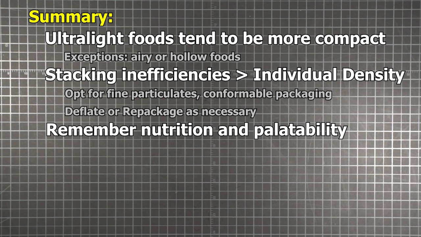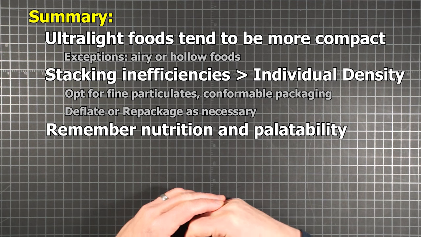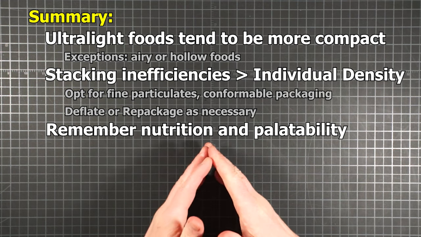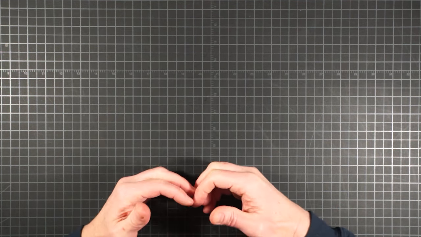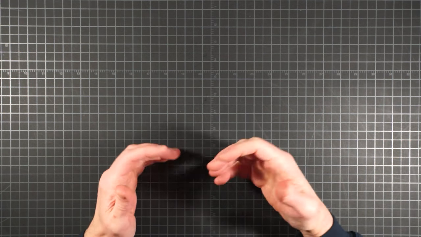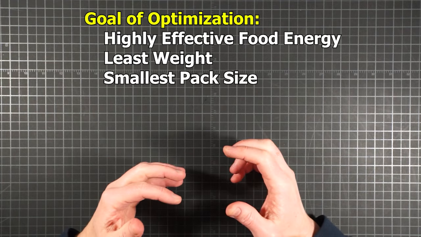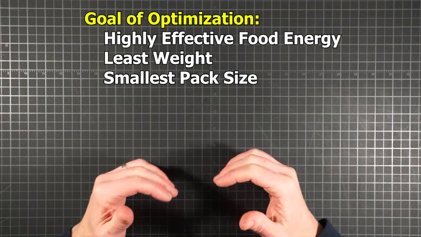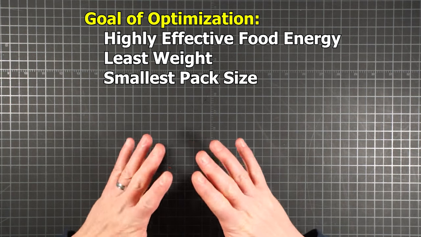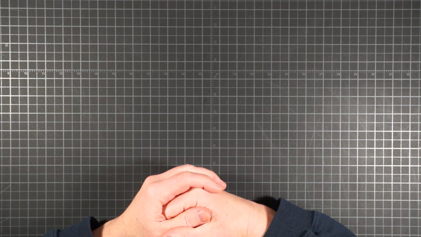And lastly, remember that you'll have to eat this stuff. Hiking is fun, but it can also be a time of heavy exertion, environmental stress, and unusual wear and tear on your body. So I think of food as fuel first and cargo second. Its performance as fuel and recovery is more important than its weight or volume. But that being said, the purpose of optimization is to get the best mix of the considered criteria. The goal is a loadout of highly effective food energy for the least weight and smallest pack size possible. Hopefully this will help a little bit with that.